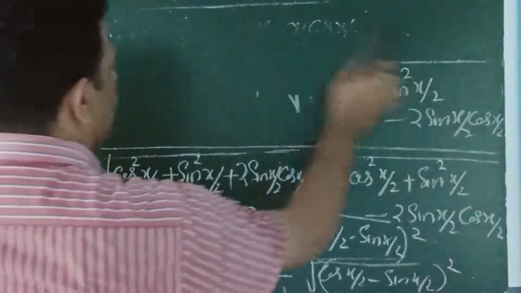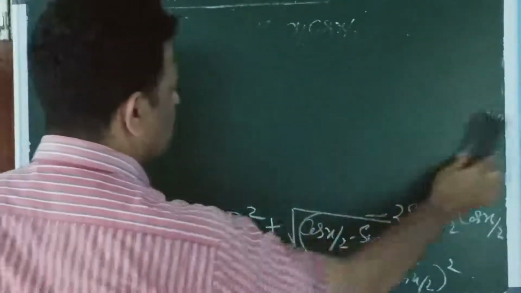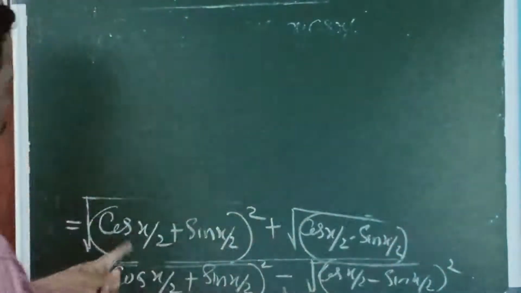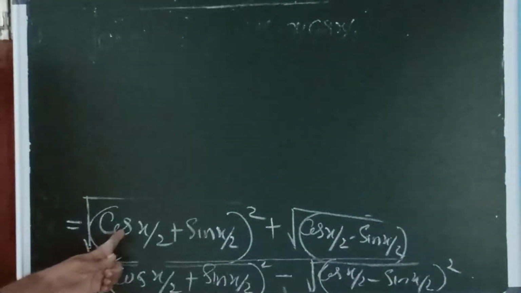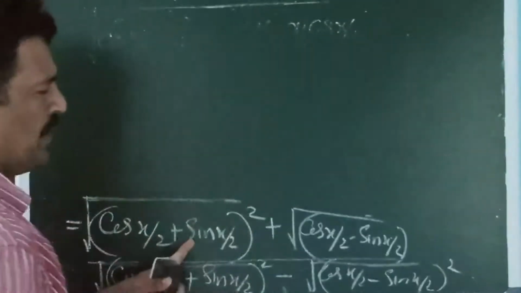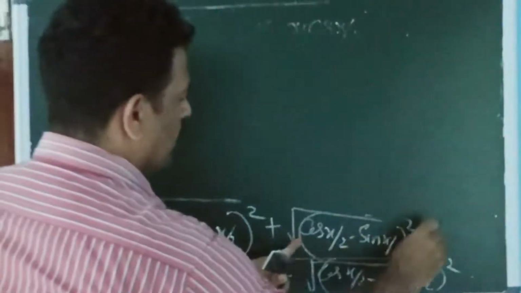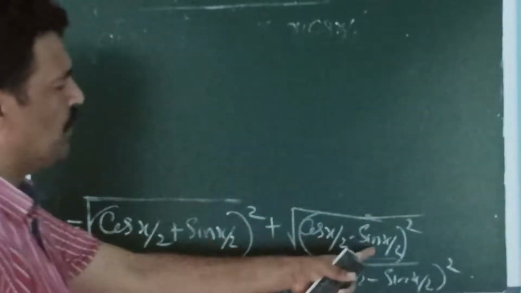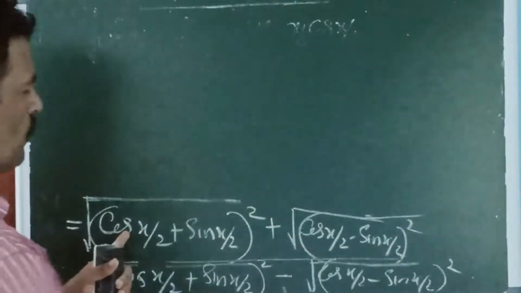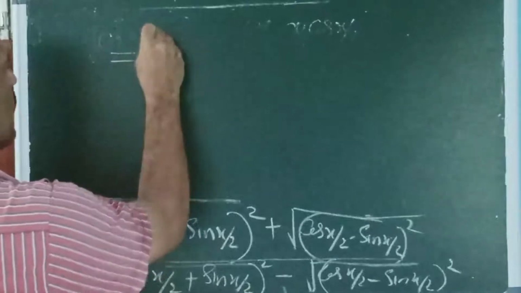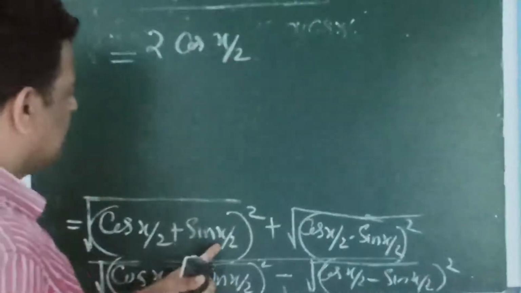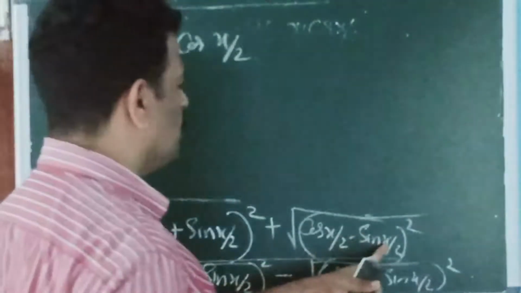Now taking the square roots, we can write it is equal to cos x by 2 plus sin x by 2, taking square root. Here again taking square root, we get cos x by 2 minus sin x by 2. Adding these two, here is a cos x by 2, here is a cos x by 2, therefore it will become 2 cos x by 2. Here is a sin x by 2, here is a minus sin x by 2, both are cancelled.